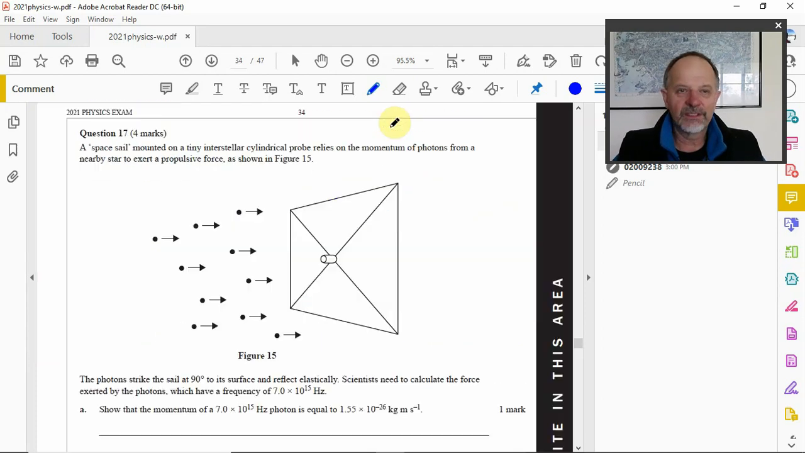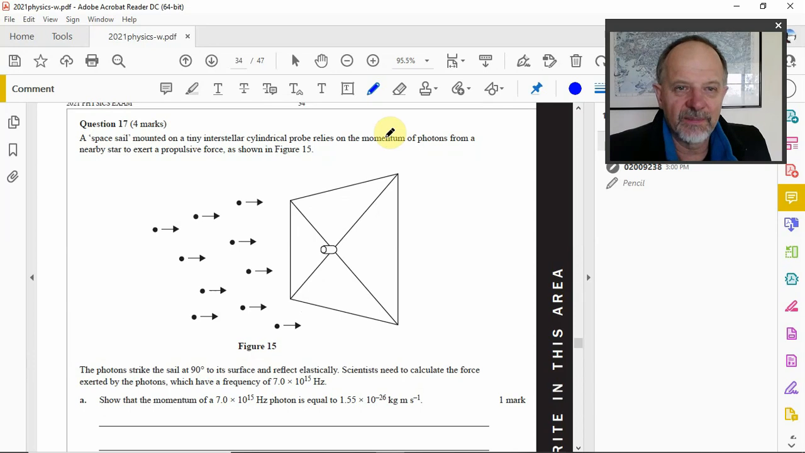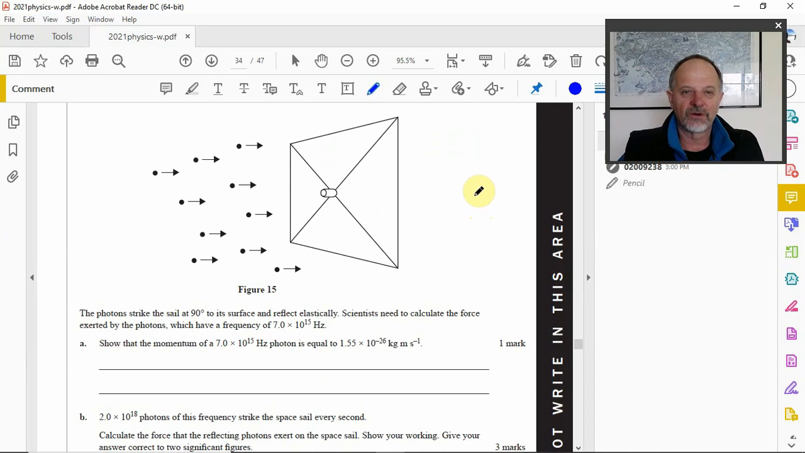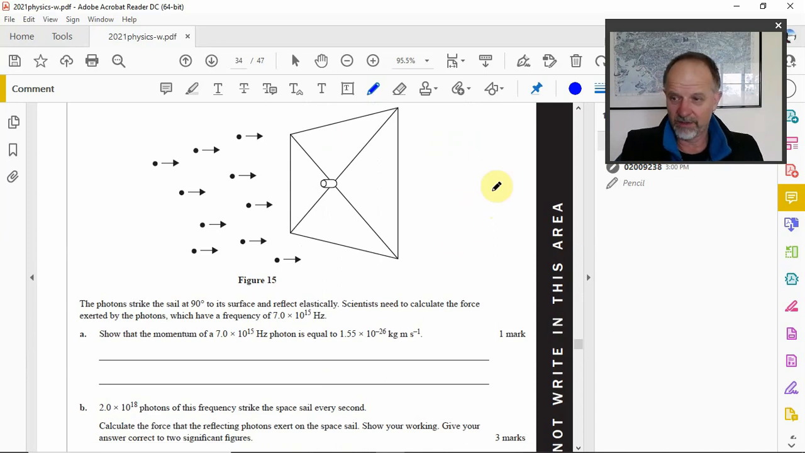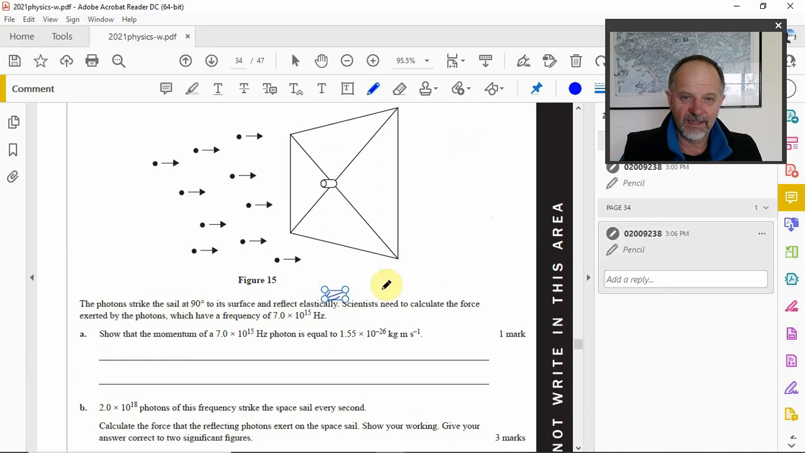All right, question 17. A space sail is mounted in a tiny interstellar cylindrical probe that relies on the momentum of photons from a nearby star to create a propulsive force. Photons strike the sail at 90 degrees and reflect elastically. Scientists need to calculate the force exerted by the photons, which have a frequency of 7 by 10 to the 15. All right, reflected elastically, that's handy because that means no energy loss.